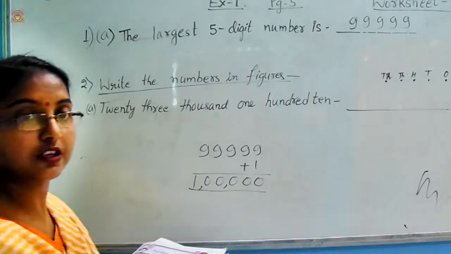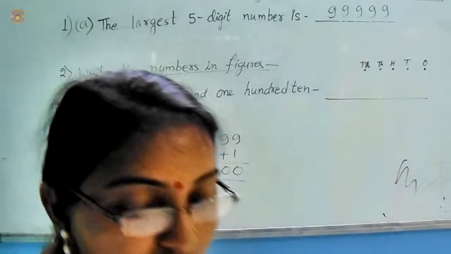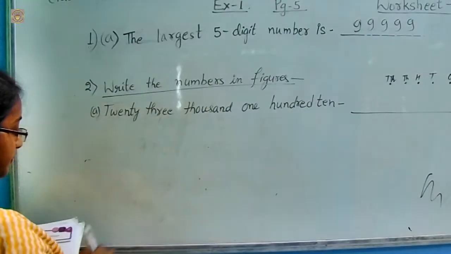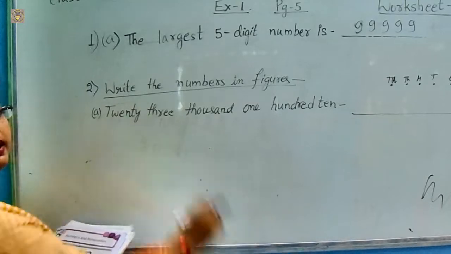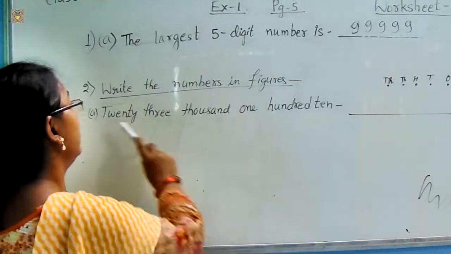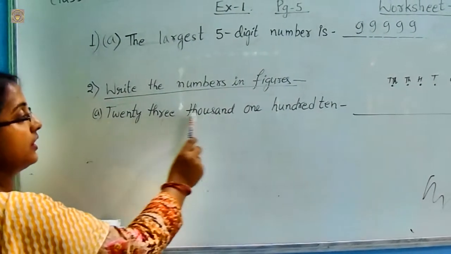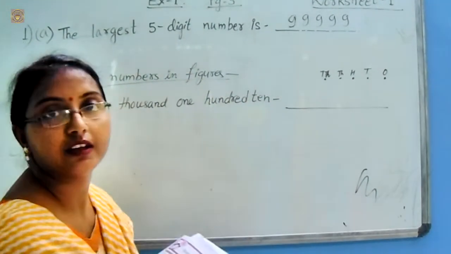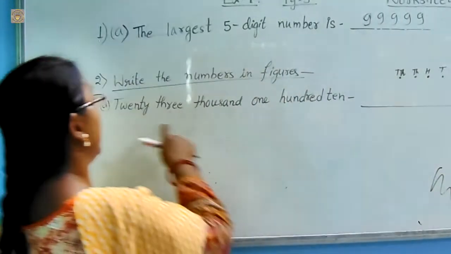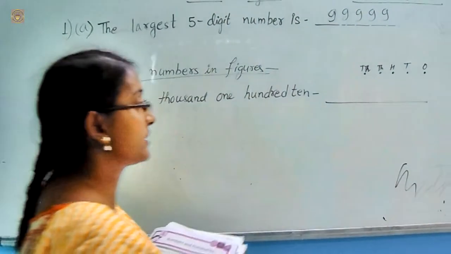Next question is question number 2. Write the numbers in figures. Here the numbers are to be written in figures. We have to write in figures, and the number names are given in words. This is 23,110. So at first we will see the place value of the digits.